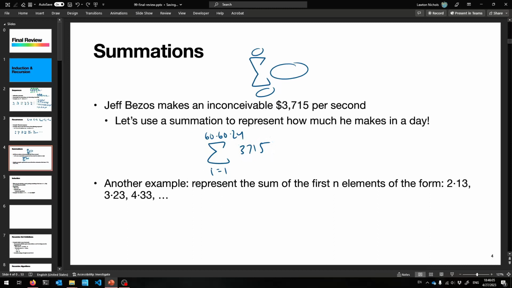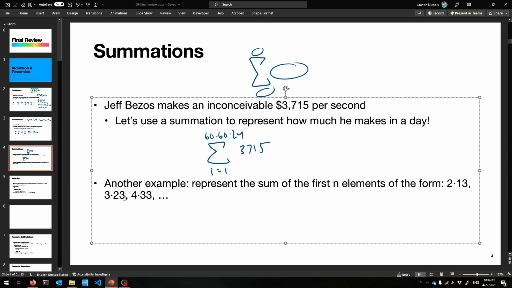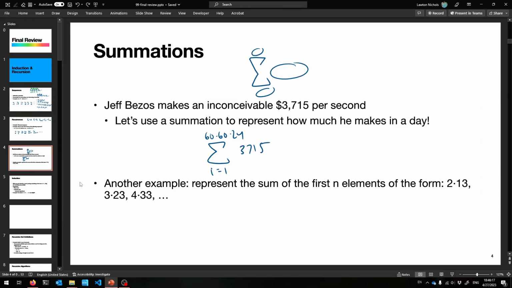Here's another example. Let's do the sum of the first n elements that look like this. 2 times 13 plus 3 times 23 plus 4 times 33, all the way n of those in that pattern. So the next one would have been 5 times 43, then it's like 6 times 53. See that? Dot, dot, dot. And so we want to do n things. We'll use an I variable, why not? It'll start at 1, go to n.